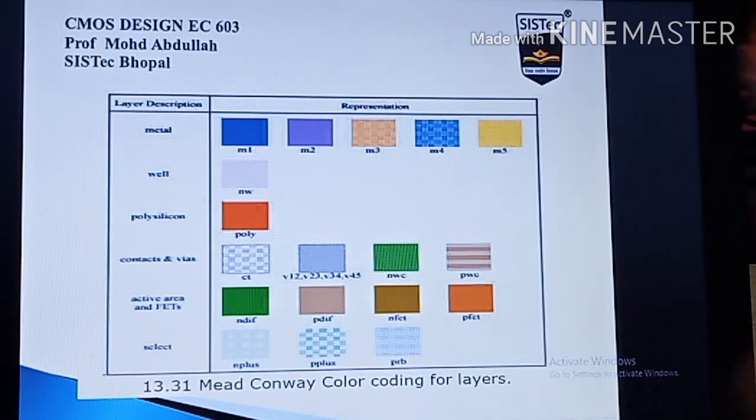Then we have the select, where we have to use the N plus and P plus regions. We denote them with different layers. As the picture shows, the color coding is explained by the Mead Conway color coding layers, where we describe the metal, the well, the polysilicon, the contact and the vias, and the active area of the FET. For example, N well, P well, which color you have to choose, and the last one is the selection area. Basically this whole diagram explains that, while designing a circuit through CMOS technology, these are the color combinations you are going to use for designing a CMOS.